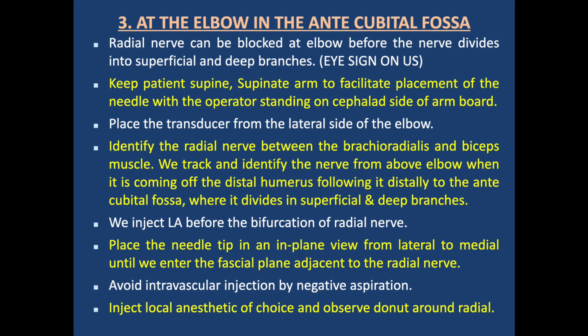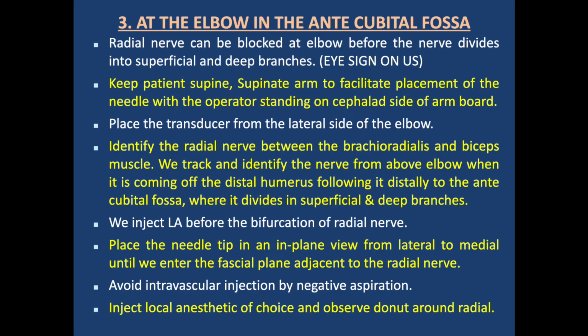The third position at which we block the radial nerve is at the elbow, in the antecubital fossa. The radial nerve can be blocked at the elbow before the nerve divides into superficial and deep branches. On ultrasound, we can see the eye sign, two eyes.